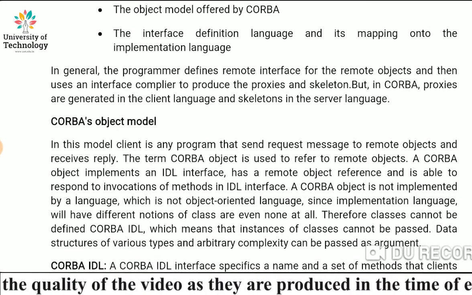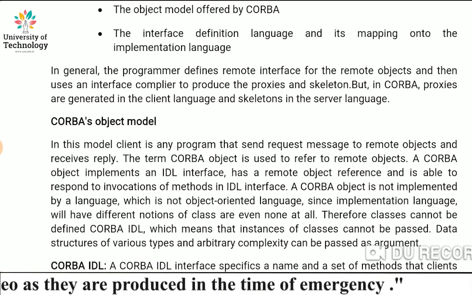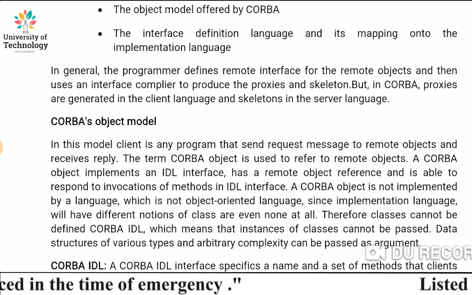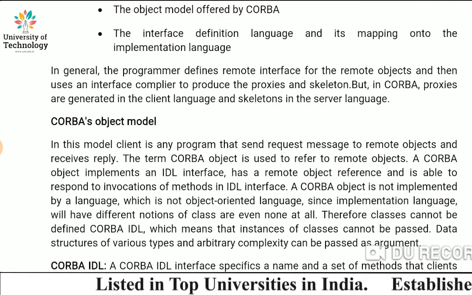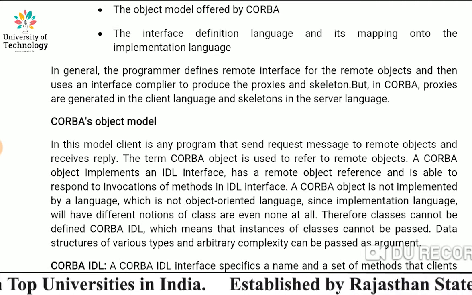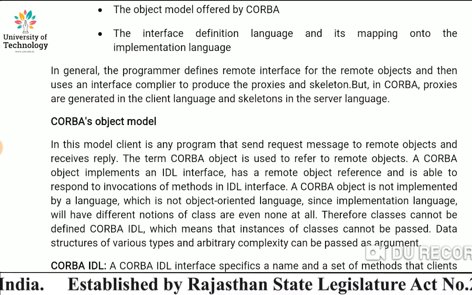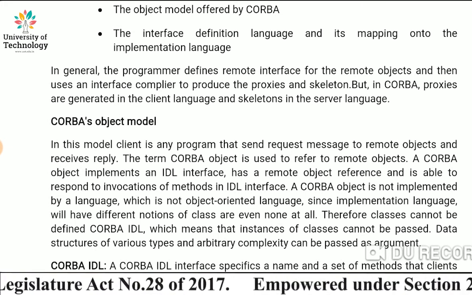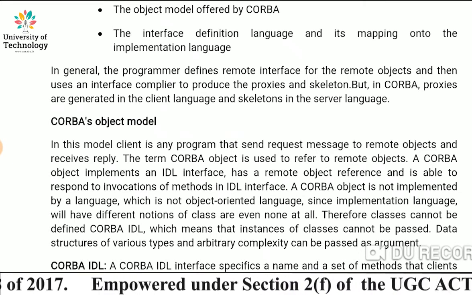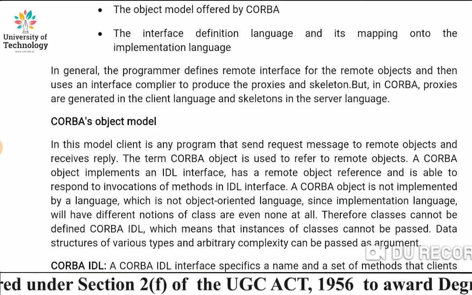A Corba object need not be implemented by an object-oriented language, since implementation languages will have different notions of class or even none at all. Therefore, classes cannot be defined in Corba IDL, which means that instances of classes can't be passed. Data structures of various types and arbitrary complexity can be passed as arguments.